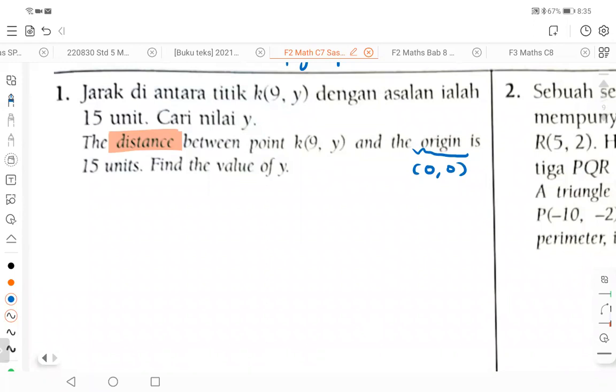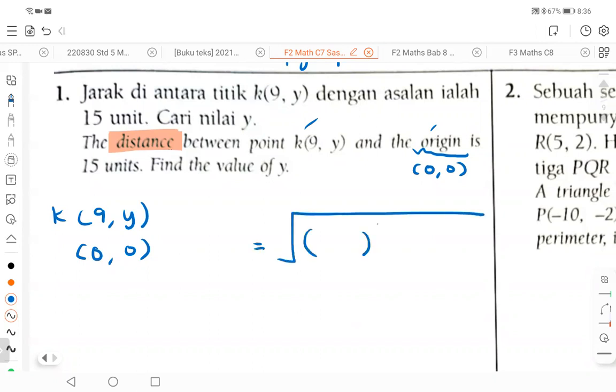So same thing. Whenever we want to find distance, what did I say just now? List down the coordinates on one side. Same thing here, we have 2 points. So K is 9, y. Then origin. You don't have the name of the point, so we just write 0, 0. To find distance, how do we find distance? Equal to square root, remember? x square plus y square. And the distance is given now, so you just insert 15.